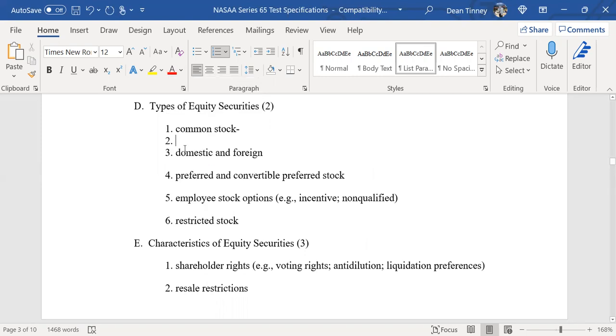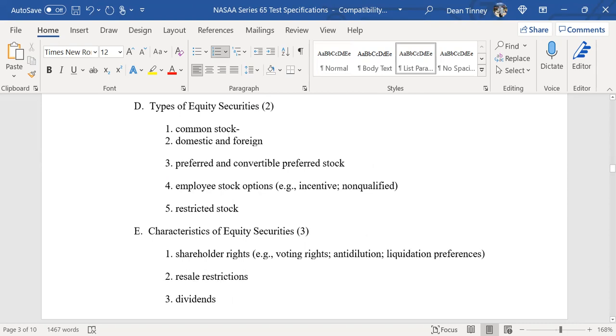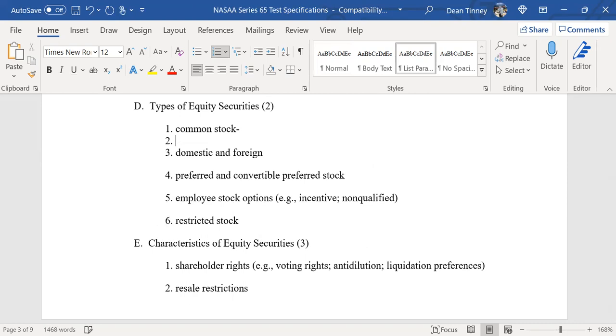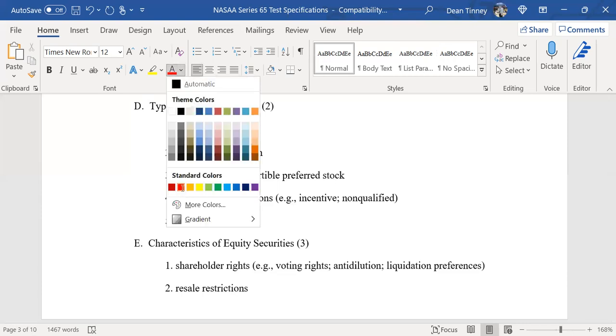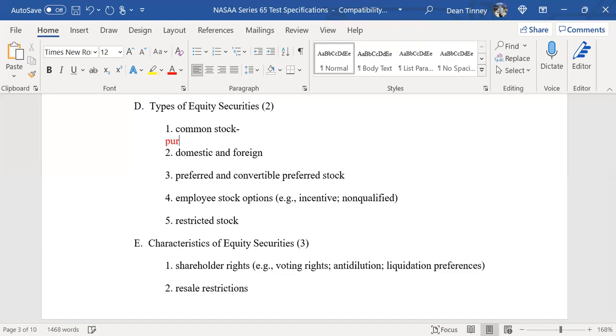If somebody is worried about purchasing power risk, let me get rid of that number 2 there. Purchasing power risk. Oh, man. There we go.